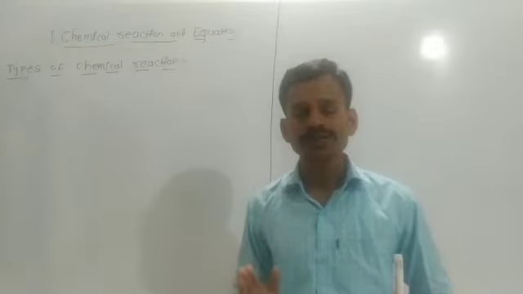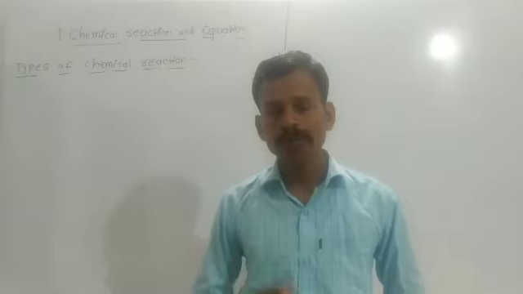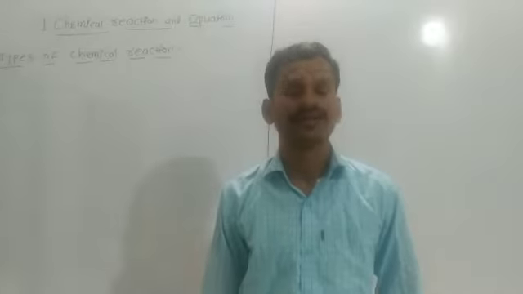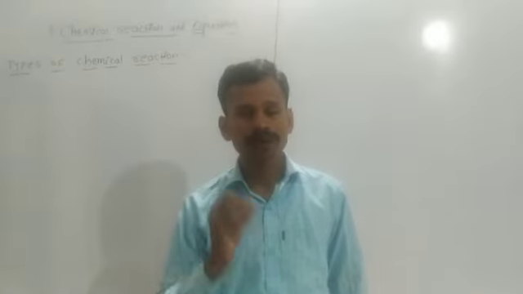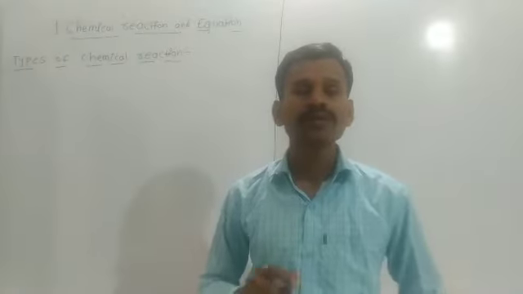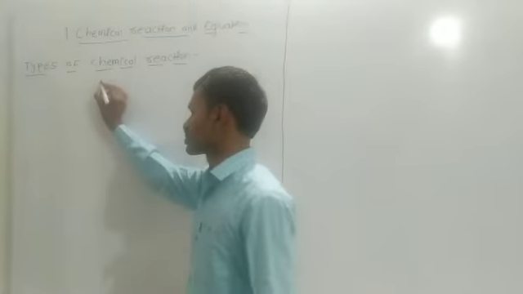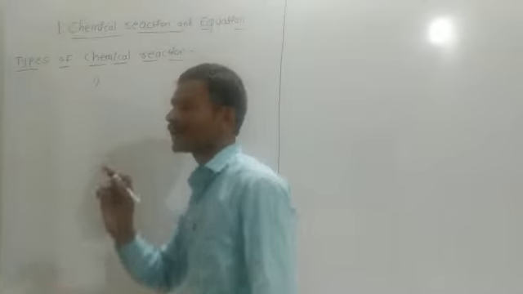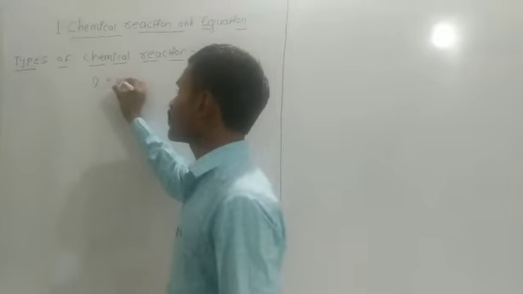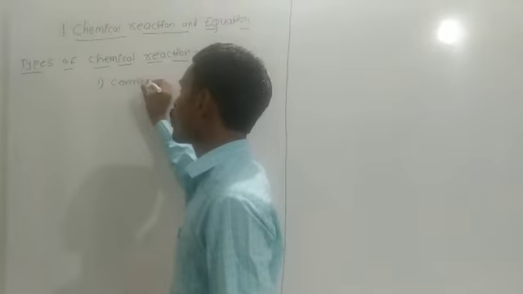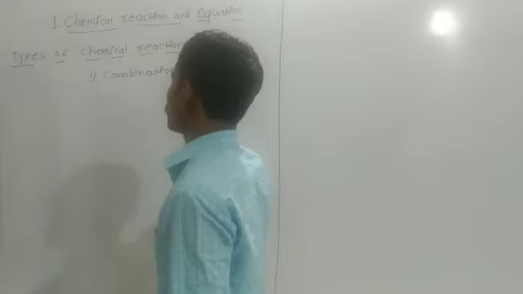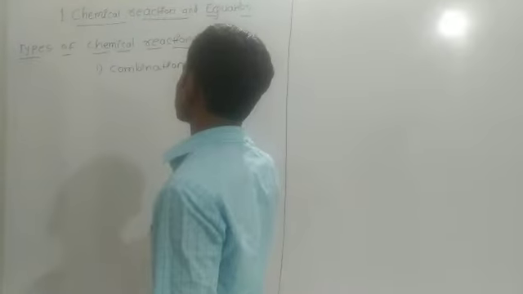Now, dear student, in this chapter, we have to study mainly 5 types of chemical reaction. These 5 types of chemical reaction are very easy, and we will study them one by one. How many types of chemical reaction? 5 types. What is the first type? It is called the combination reaction.